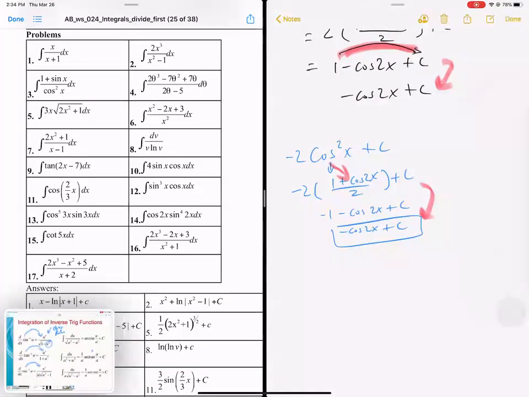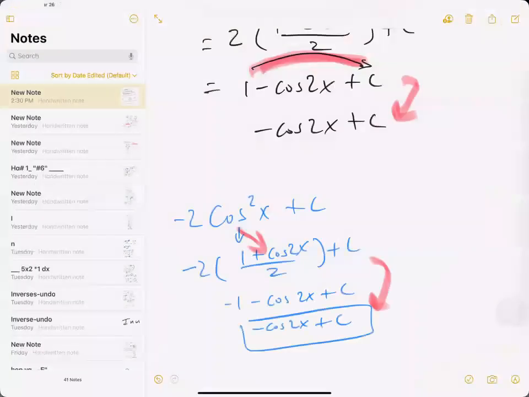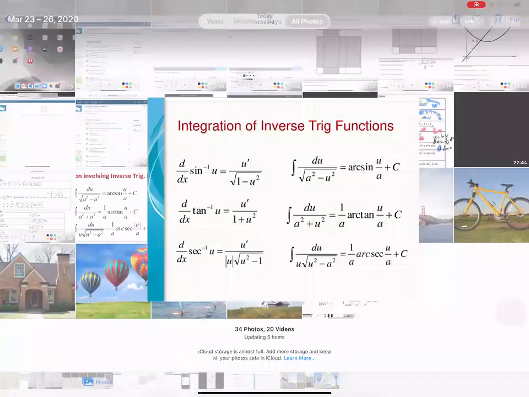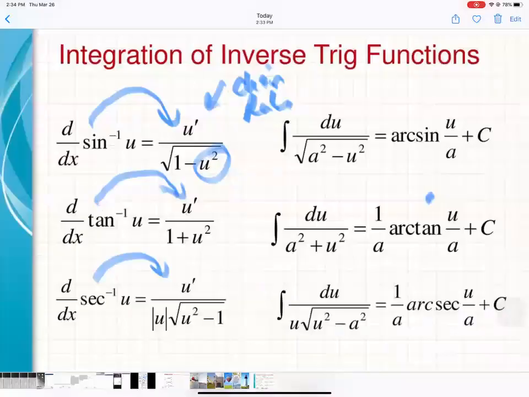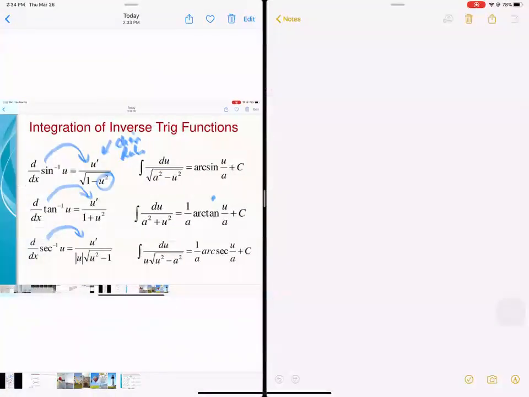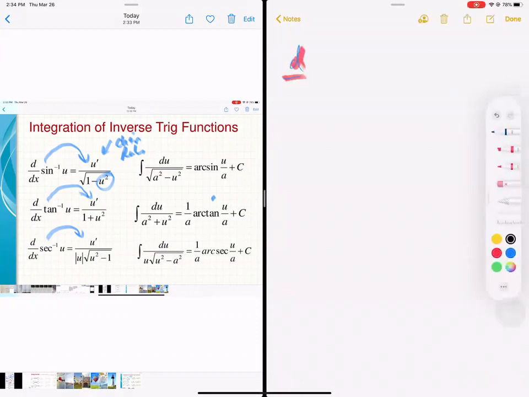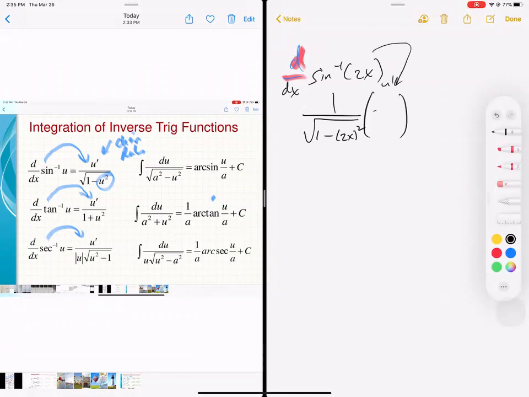So, a quick example of this. When you guys had a problem that said d over dx of sine inverse of, let's say, 2x. The way we took it is we just copied the identity. It's 1 over the square root of 1 minus 2x squared, right? We're straight copying, times u prime, which is the chain rule, the derivative of 2x, which is just 2. So this answer would be 2 over the square root of 1 minus 4x squared.